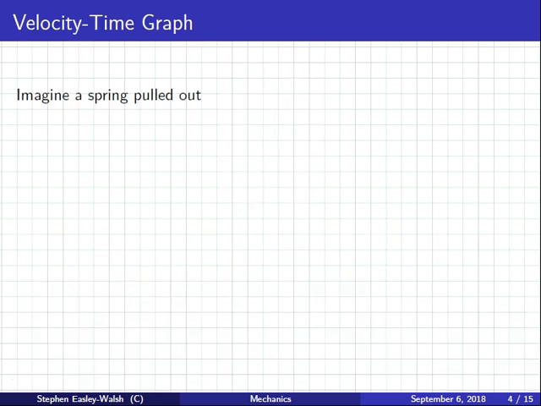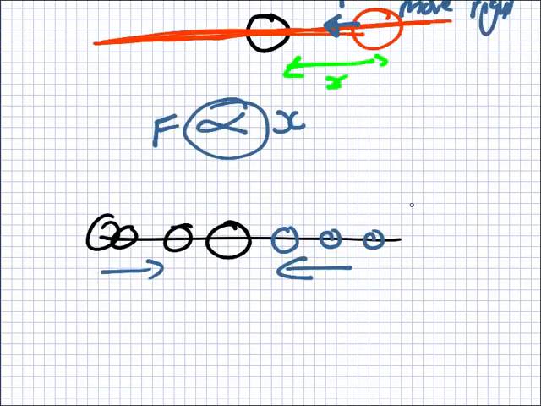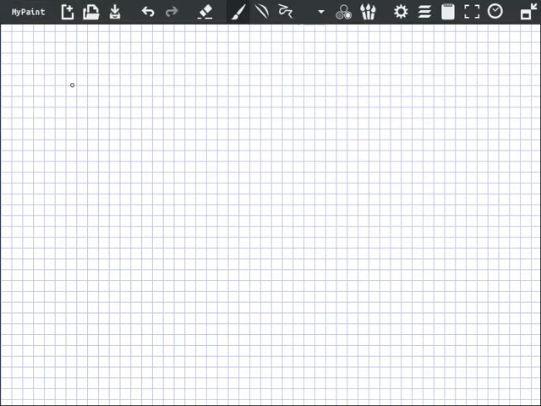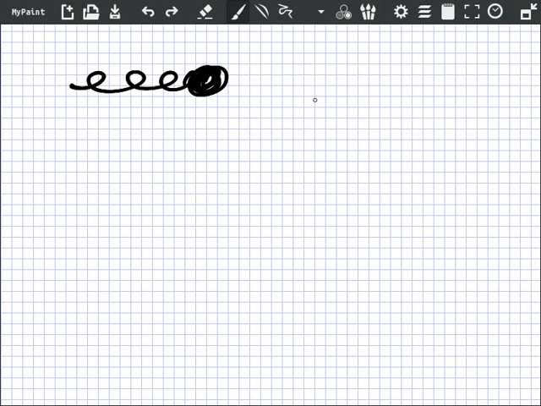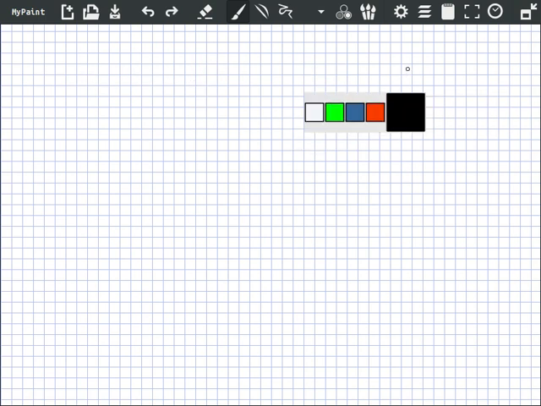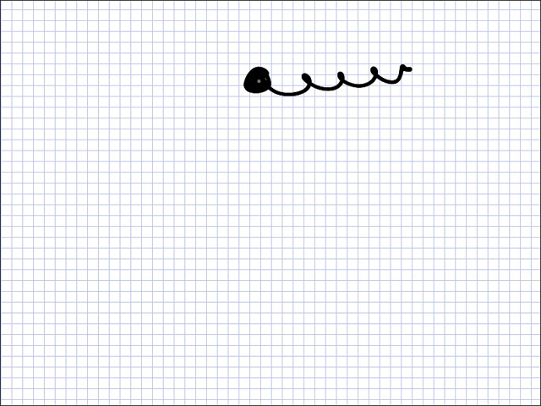So, imagine you pull the spring out and then release it. What does the velocity time graph look like? So, here's the spring. Okay, and you pull it out to here and you let go. And let me draw it the other way actually. Here it is here. And you pull it out to here and you let go, and what happens? It goes right, left, right, left.